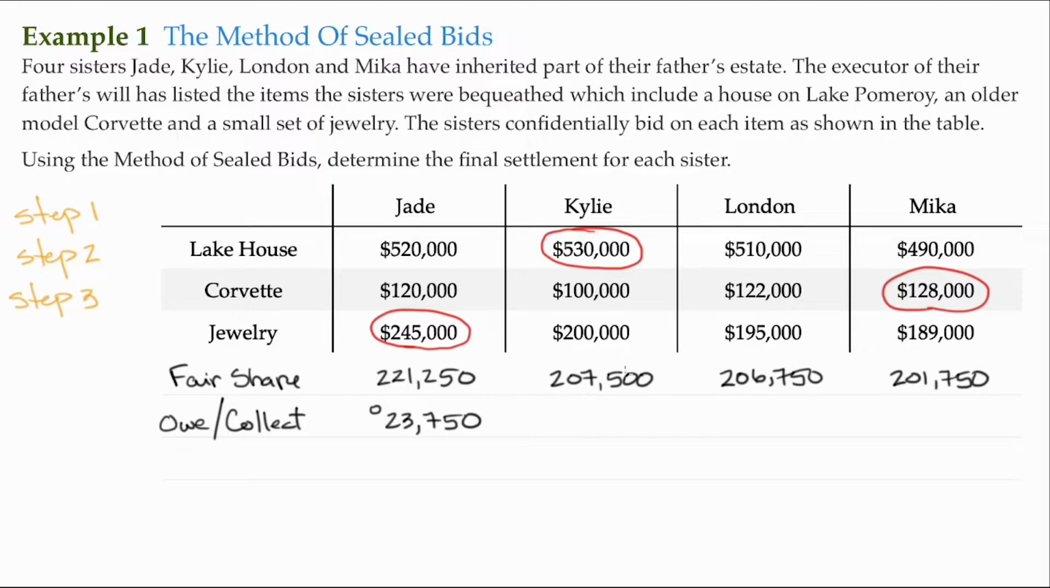We do the same for each player. Kylie gets $530,000 because she bid highest for the lake house. She only expects to get $207,500, so she's getting a lot more than her fair share. She has to owe that difference back to the estate. We subtract $207,500 from $530,000, so she's going to owe $322,500 back into the estate. Again, I'm going to mark it with an O so I know that she owes.